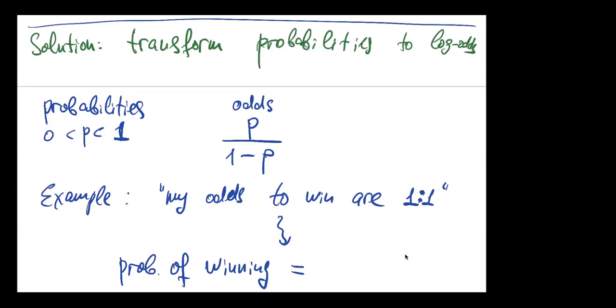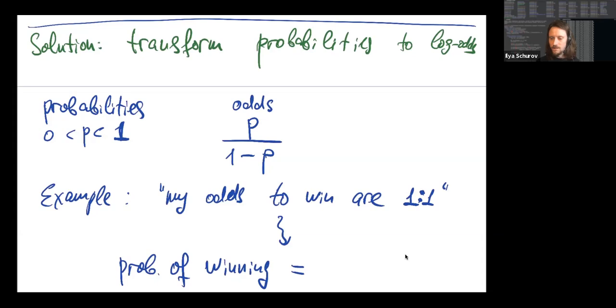So it means 100%, no? Or, for example, okay, 1 to 1, yeah. If odds are 1 to 1, then the probability of winning is 1/2. If I say that my odds to win are 1 to 1, it means that the probability that I win is the same as the probability that I lose. So both probabilities are 1/2.